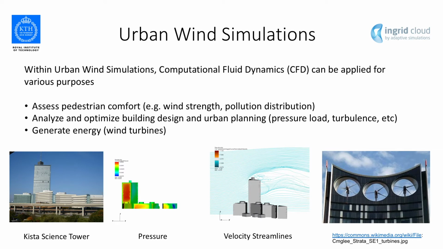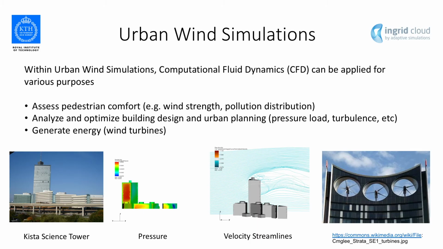On the left-hand side, you see the Science Tower in Kista. This is located north of Stockholm. By calculating the pressure on the building and also analyzing the streamlines or the velocity field behind the building, we can optimize the building and also optimize the planning of the urban area around the building. While having the information about the velocity field, we can also find locations for, for example, wind turbines to generate energy locally, as you can see exemplified in this picture to the right.